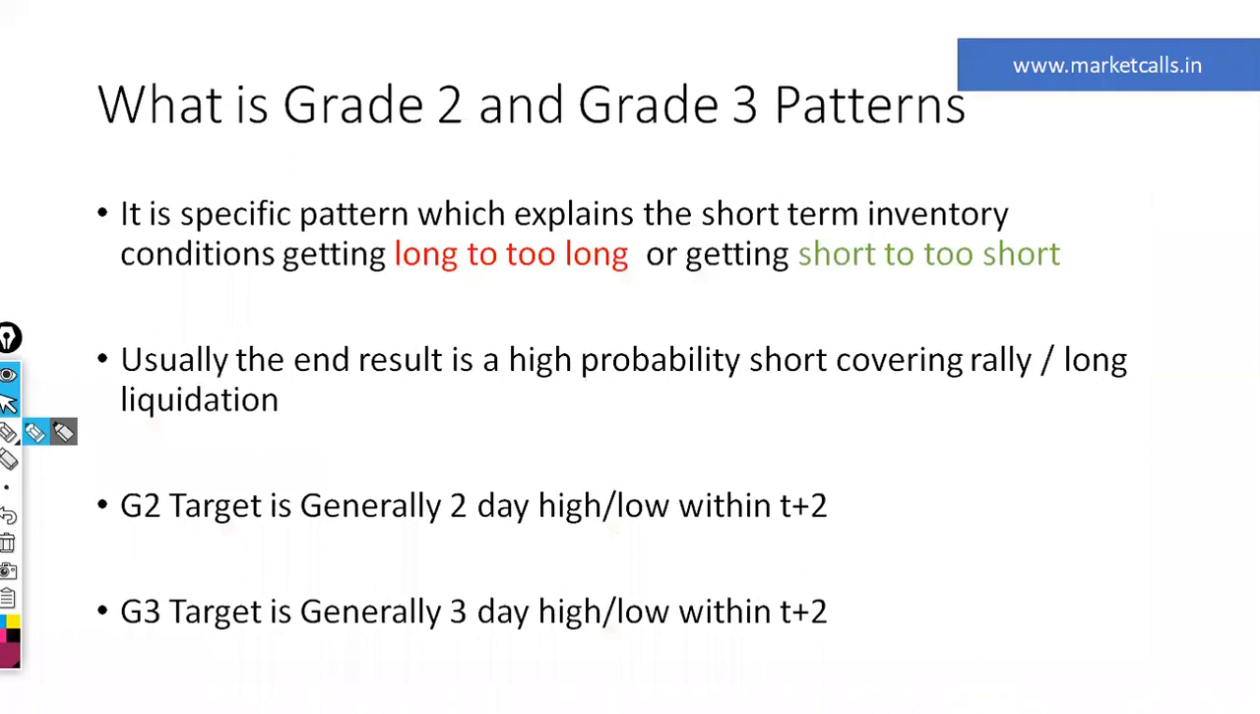We are going to see a couple of patterns, and generally G2 represents the last 2 days of trading activity. If you are seeing a G2 low or a G2 high, primarily we'll be expecting it to get cleared within T plus 2 days. That is a G2, which is nothing but the target level. It could be either a 2-day high or a 2-day low, or a 3-day high or a 3-day low. So for a G3, the target is generally either a 3-day high or a 3-day low, and it will be expected within the next T plus 2 trading days.